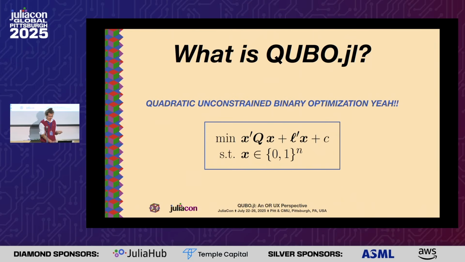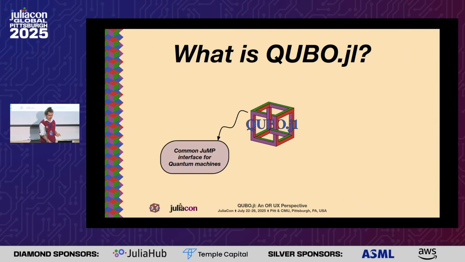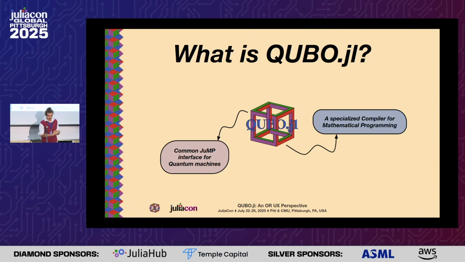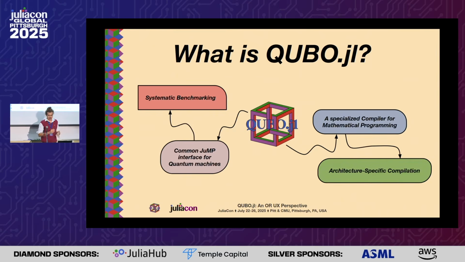So this package, Cubo.jl, has a lot of stuff going on. It has a common interface in JuMP for these many different solvers to be operated. So in a certain sense, it allows people to access quantum devices through JuMP, which is super fun. On the other hand, it also allows people to translate more complex mathematical models into the Cubo formalism, and then it goes to the device. So this also allows us to do some systematic benchmarking and compilation that is directed to the architecture.